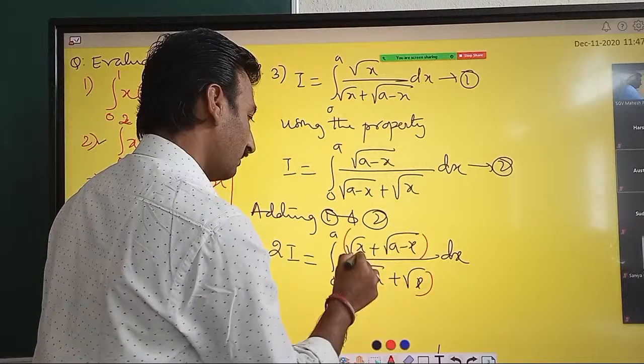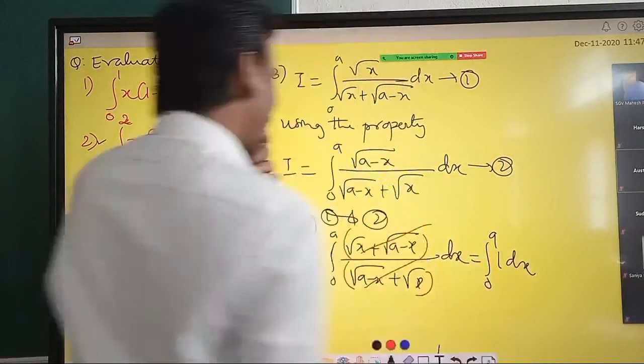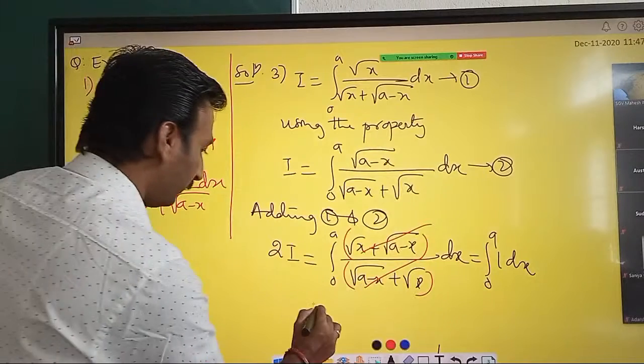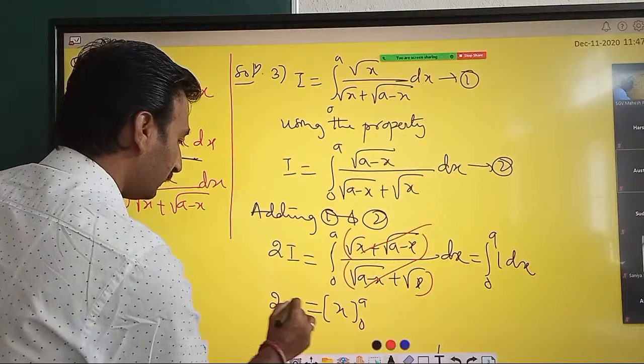Correct? What about this finally? You get it as the integral from 0 to a of 1 dx. What is this? It is very simple. It is x from 0 to a, which is a, equal to 2I.